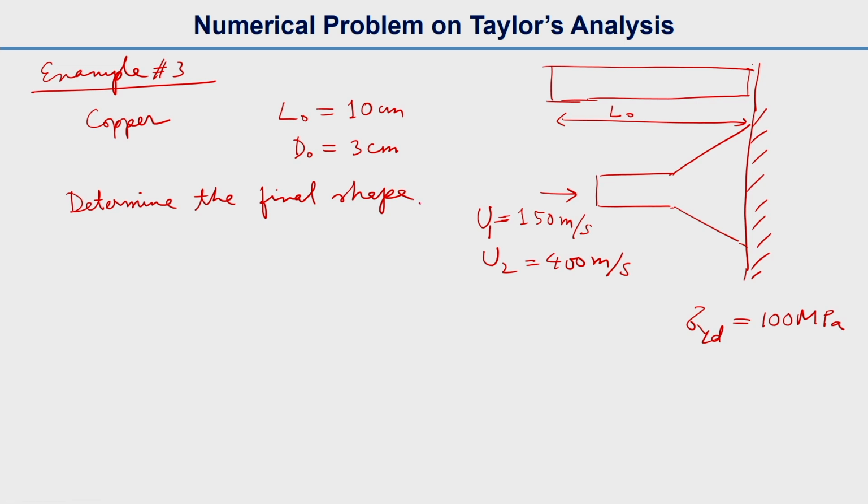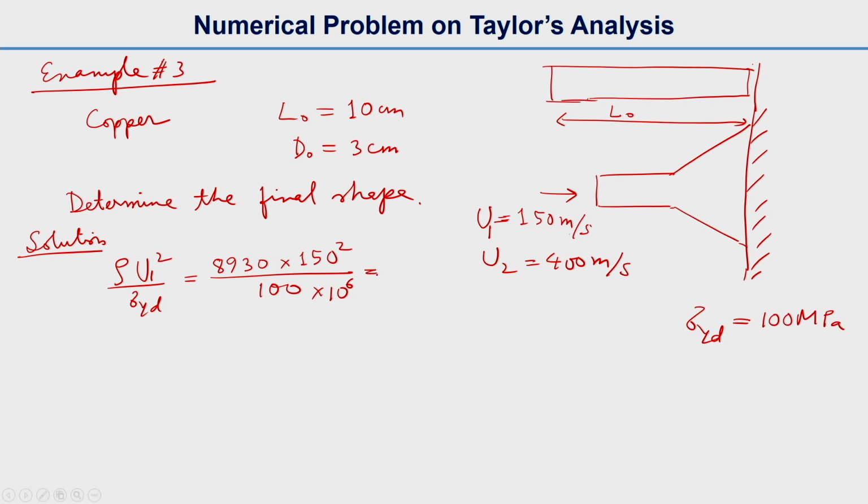So what we can do first is we need to get this term out. So this sigma yd, so that will be, we know the density for copper is 8930 kg per meter cube, and then u square, first we will take this one u1, and then sigma yd is 100 megapascal, 100 into 10 to the power 6, we are writing all in SI unit.